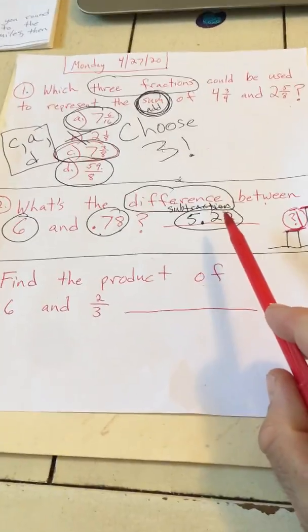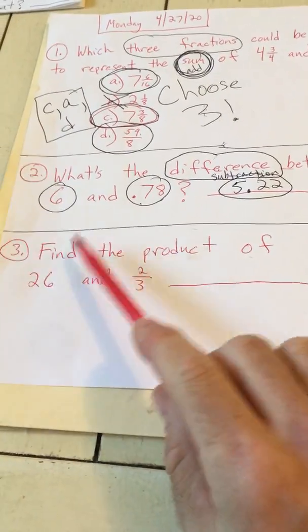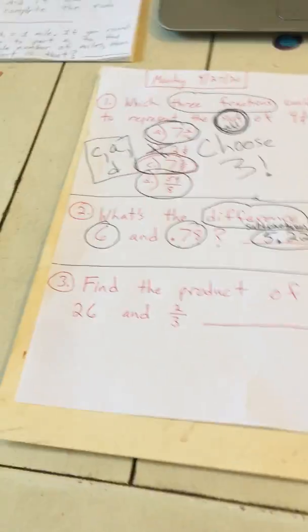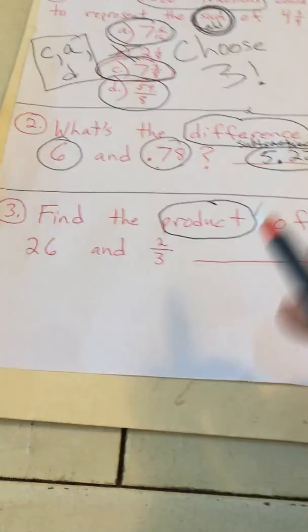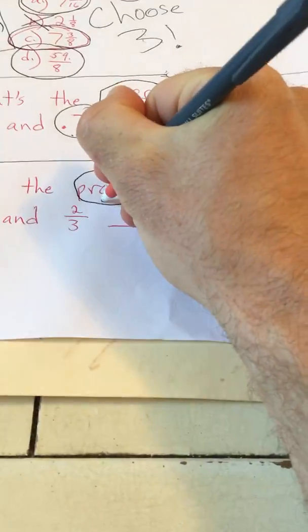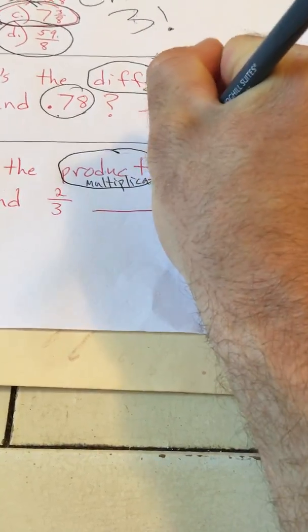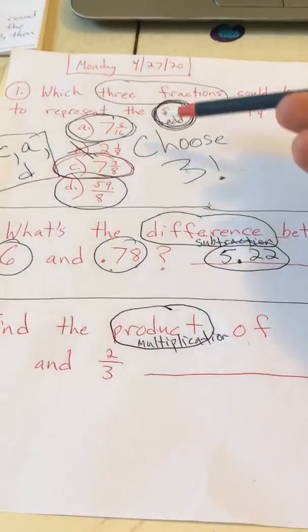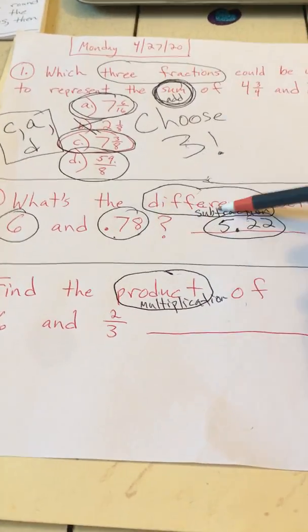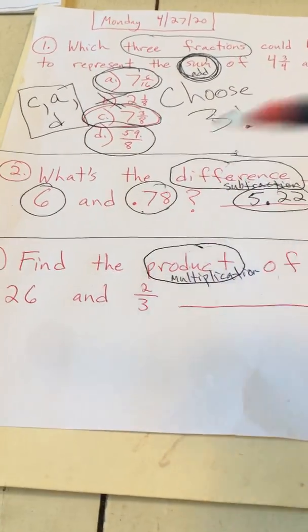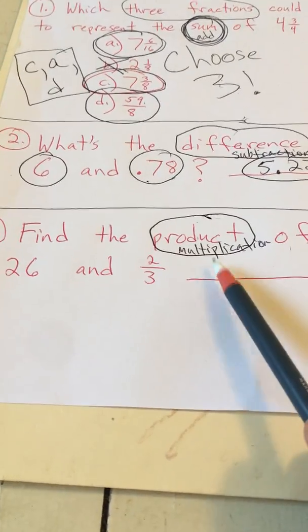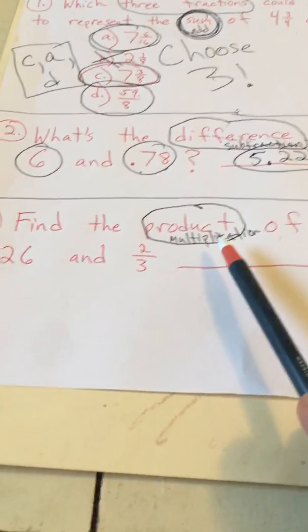All right. Number 3, it says find the product of 26 and 2/3. And we've used this word a little bit more often than the others lately because we've been doing lots of multiplication. So the product is the answer to a multiplication problem. So sum is the answer to an addition problem. Difference is the answer to a subtraction problem. And product is the answer to a multiplication problem. It's very important that you know that.